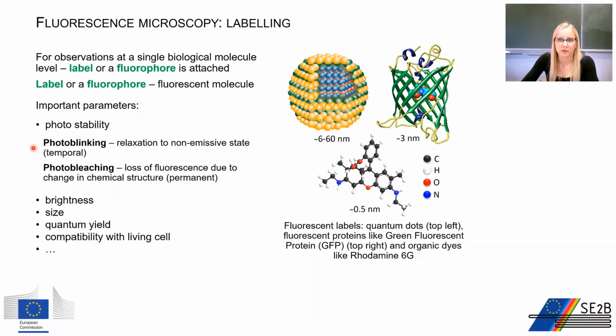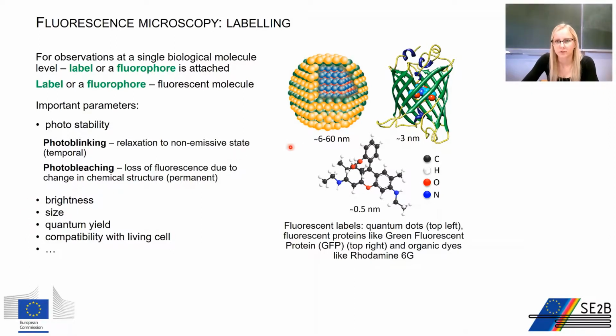In such molecules, after excitation, relaxation to a non-emissive state occurs, and then the molecule just relaxes to the ground state. Also, photobleachable labels can be chosen, which lose their fluorescence permanently due to a change in chemical structure from interactions with the intense laser light. These two types of labels are widely applied in super-resolution microscopy, as you will see later. Other parameters such as brightness, size, and so on need to be considered too.